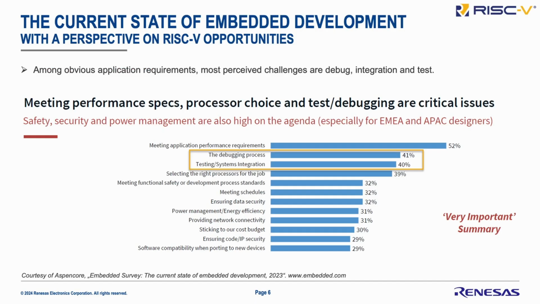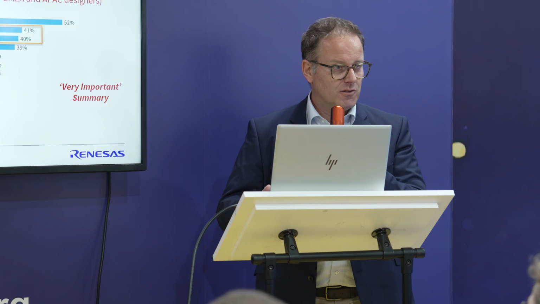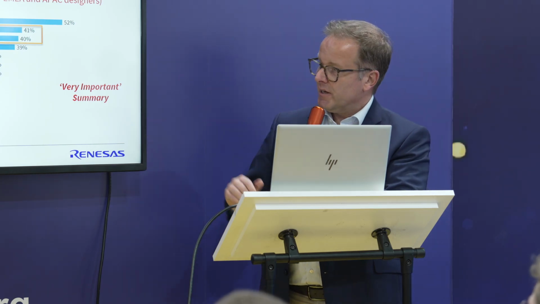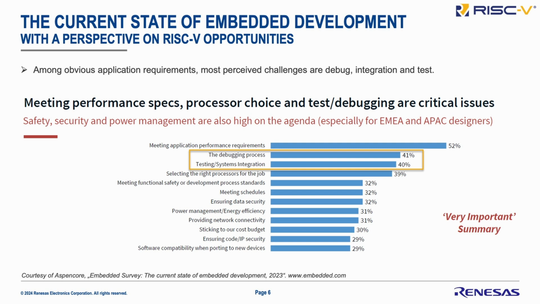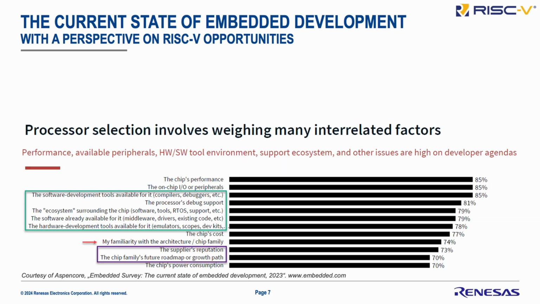Very interestingly, the second and third highest feedback items were about the debugging process, testing and integration. So it looks like that is really a key concern for developers, even more than meeting schedules or processor cost. Now on this slide, we look at the factors that people considered when weighing what is most important to them for choosing a device.